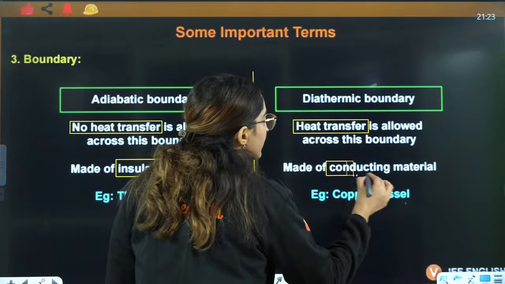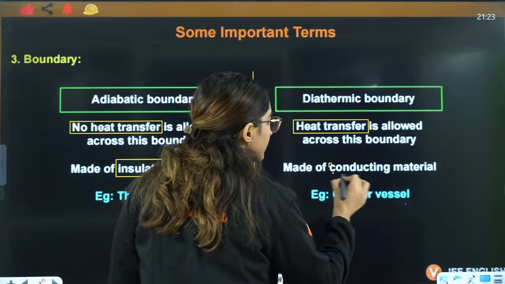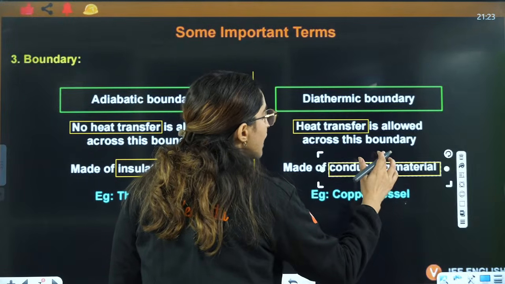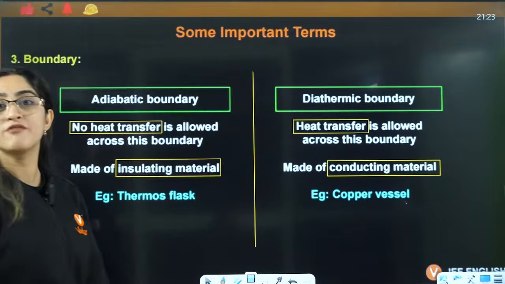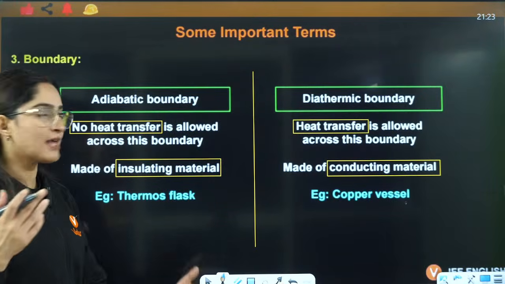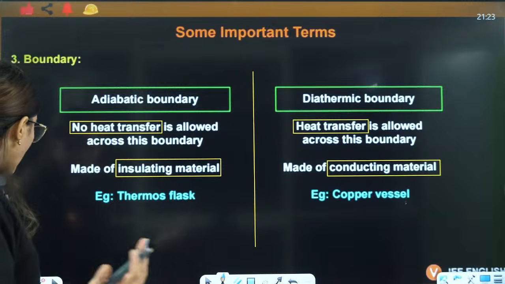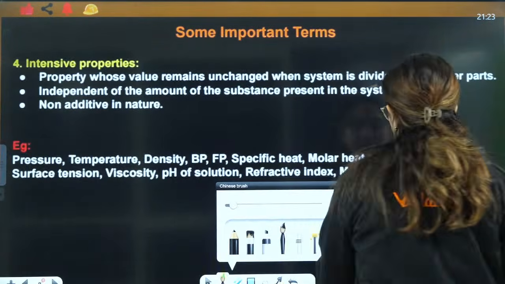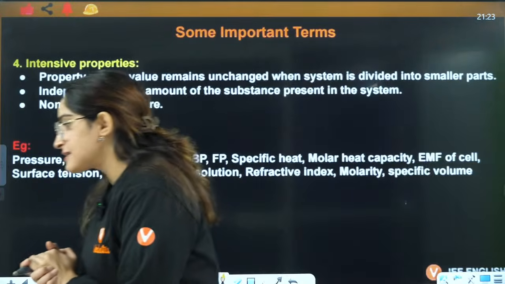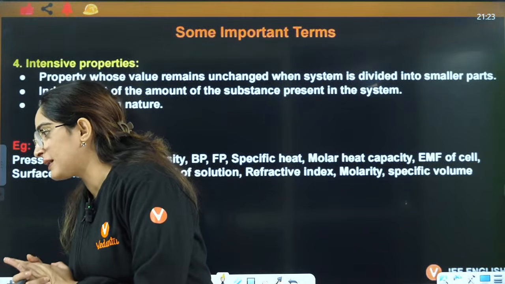A diathermic boundary is made up of conducting material, which means the transfer of heat is there. For example, a copper vessel allows the transfer of heat. Then two very important terms: intensive and extensive property.